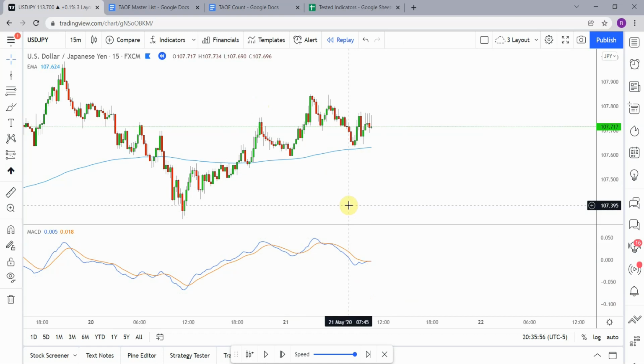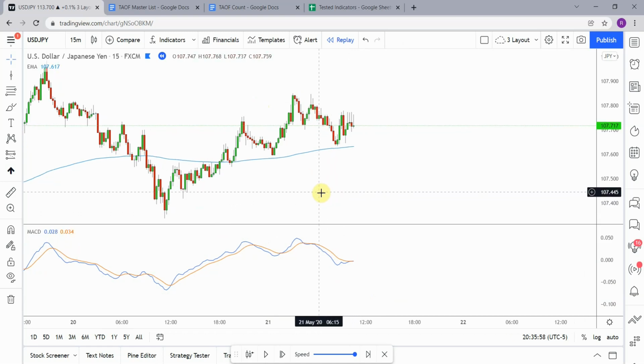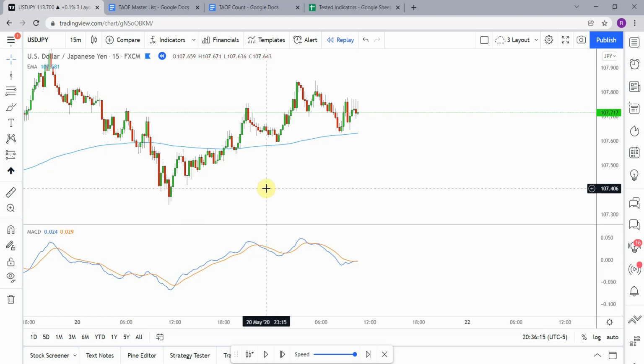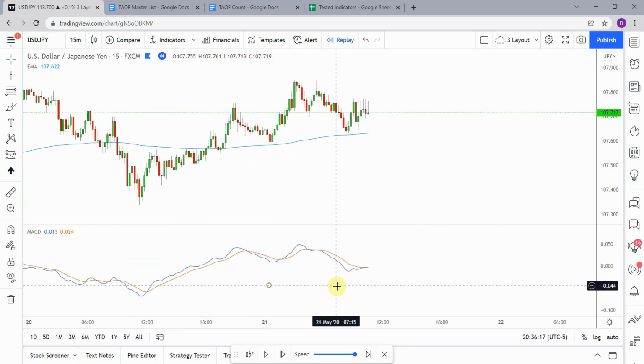So the setup is when the price action is above the 200 EMA, we are looking for only long positions. When it is below the 200 EMA, we are looking for only short positions. So that's pretty easy. I've done that many times before. And then the signal to actually enter is going to come from the MACD.